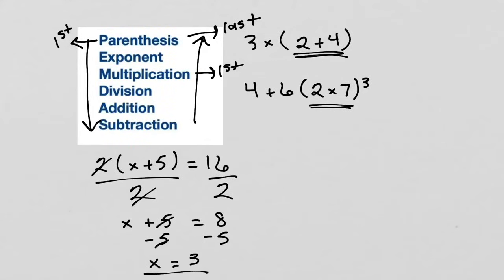You will realize that here we did only 2 steps. Therefore, this is a true two-step equation. Try this question. 5 parentheses x minus 7 equals 55. Solve for x. Pause the video and try it first.